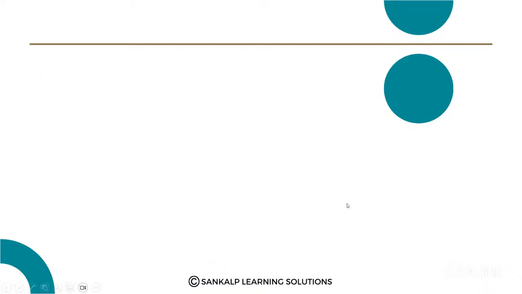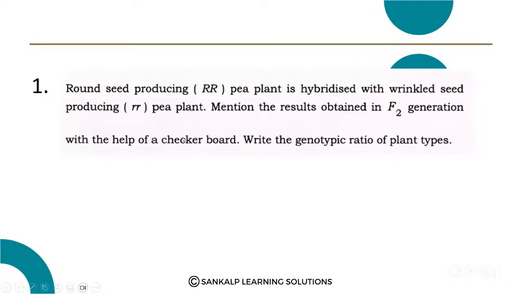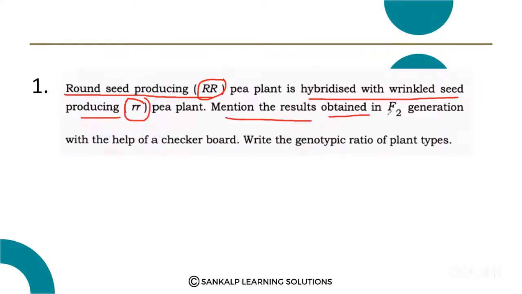Next question. Yes, this is an important question. Round seed producing capital R pea plant is hybridized with wrinkled seed producing small r pea plant. Mention the results obtained in F2 generation with the help of a checkerboard. Write the genotypic ratio of the plant types.